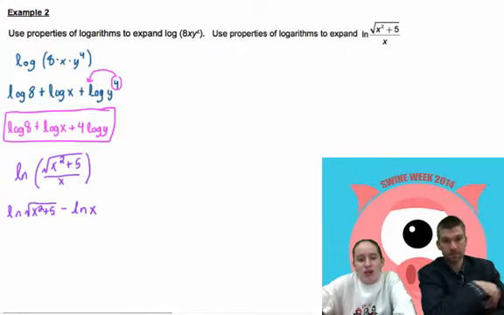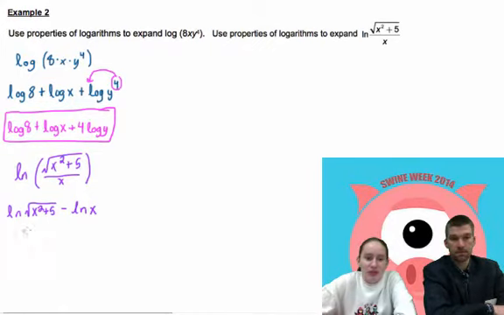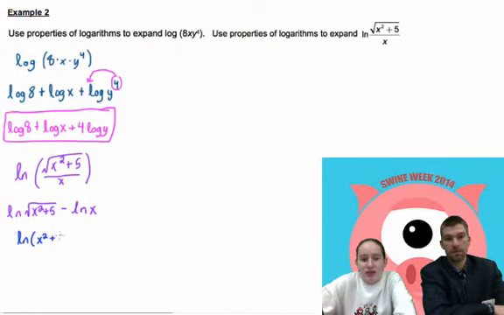Don't skip a step. Let's just show all the steps. x squared plus 5 to the 1/2, that's the same as the square root. And so we move the 1/2 in front. So 1/2 natural log of x squared plus 5 minus the natural log of x.